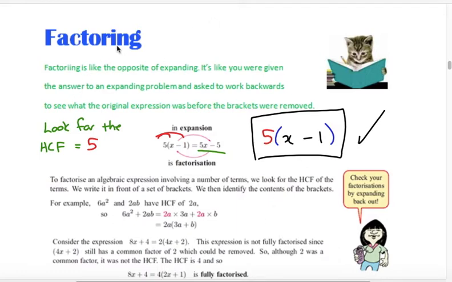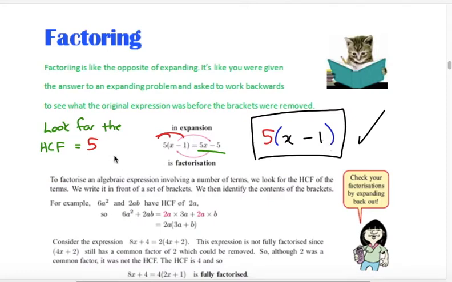So as we said in the last lesson, you probably did a bit of expanding, where you've got a question like this and you're asked to expand. Expand means to remove the brackets. So you would do 5 multiplied by x and 5 multiplied by -1. So your answer would be 5x, take away 5. Factoring is the reverse step.